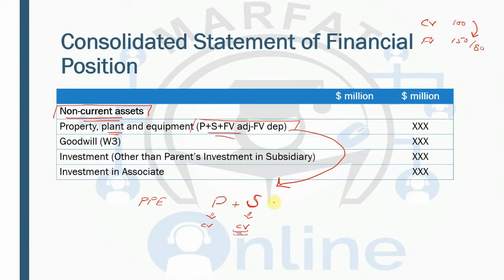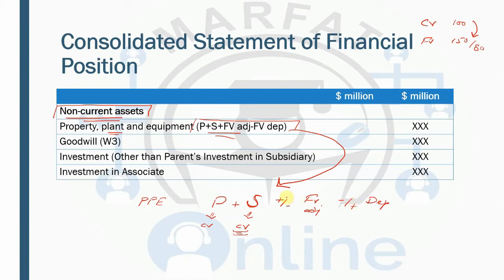So what you are going to do is take the property, plant, equipment of parent, and then subsidiary, and then plus or minus fair value adjustment, whether upwards or downwards. So you have to add or less that thing over here. And then there will be the impact of the depreciation, minus or plus depreciation.